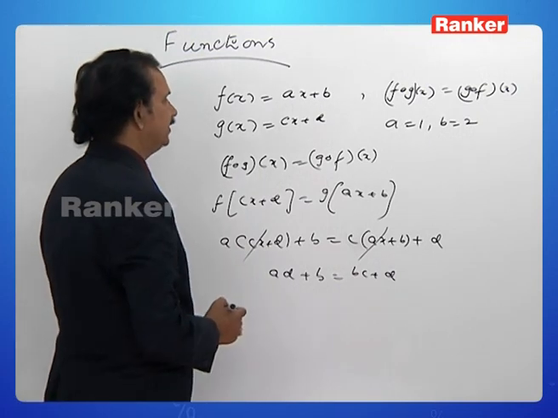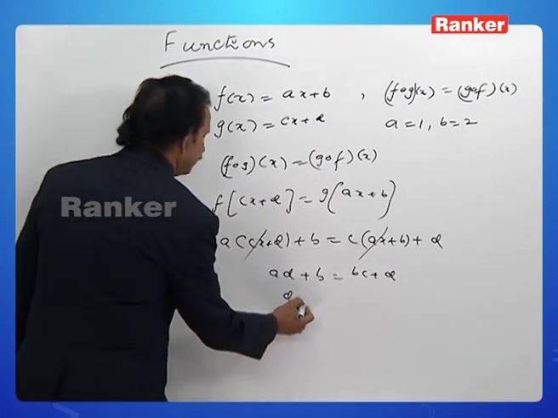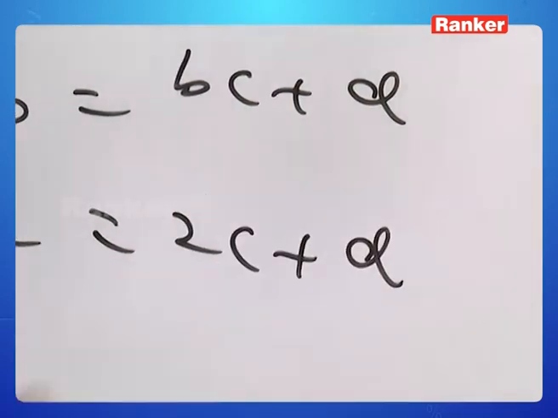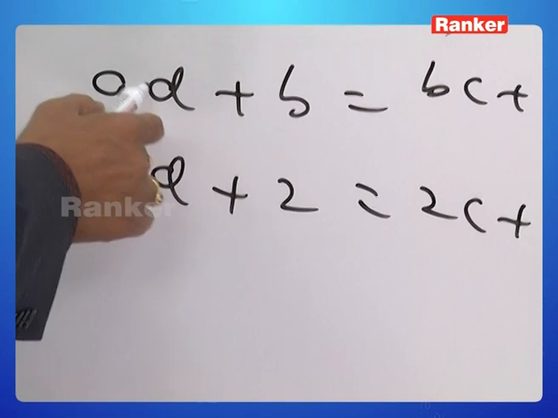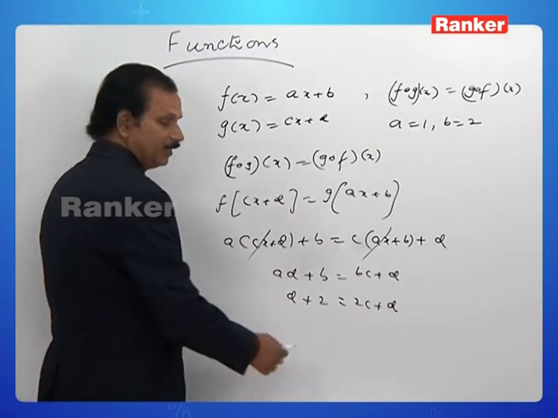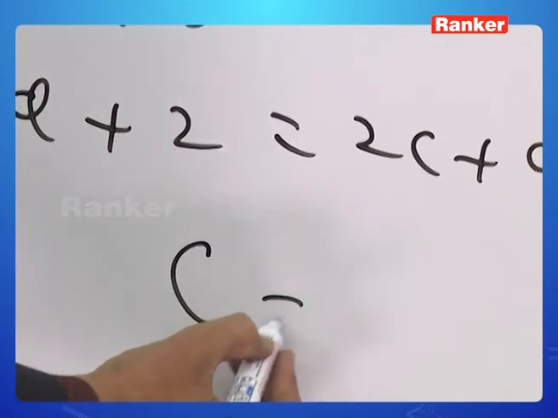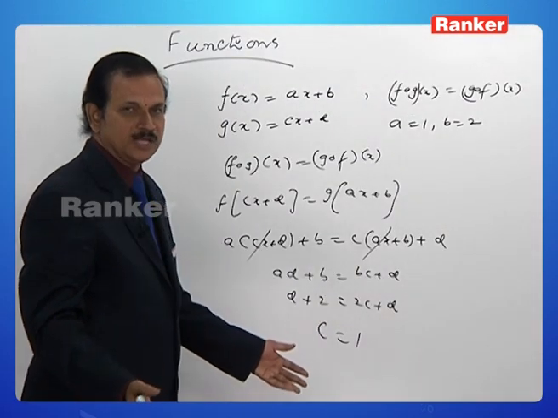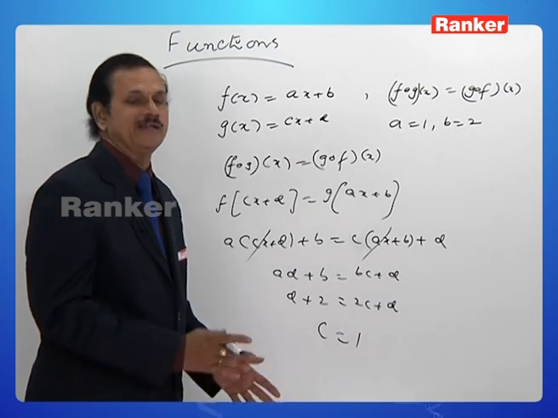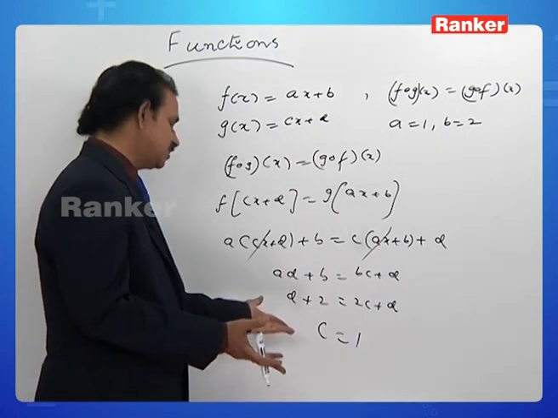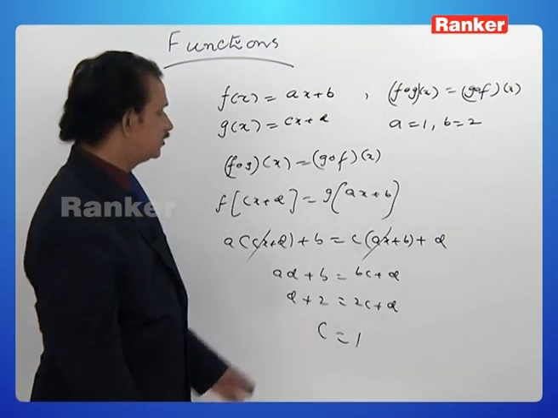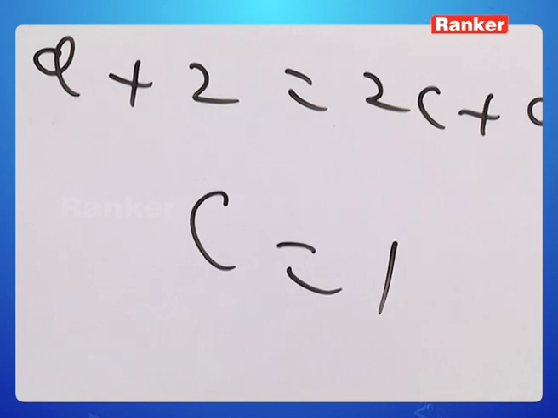Now you use a is 1, b is 2. 1 into d, d. b is 2, 2c plus d. ad plus b is equal to bc plus d. Therefore, d and d go away, leaving you 2c is equal to 2, therefore c is equal to 1. No further information has been given to have the value of d. So the value of d at any instant will not obstruct you to find c. So, d is arbitrary. Any real value can be taken by d. Therefore, c is equal to 1 and d is arbitrary is the right option.